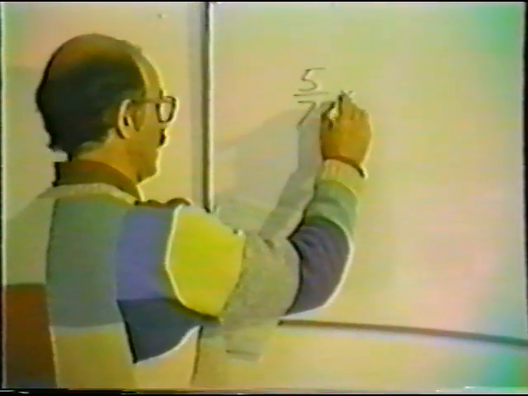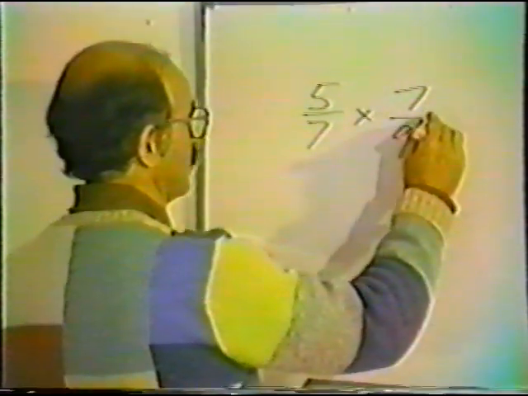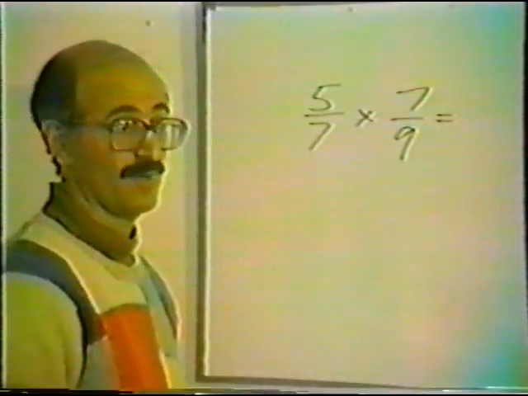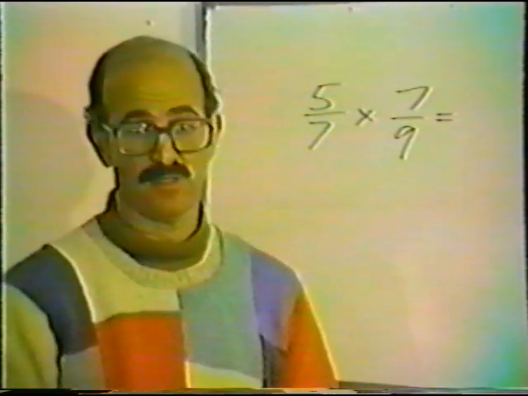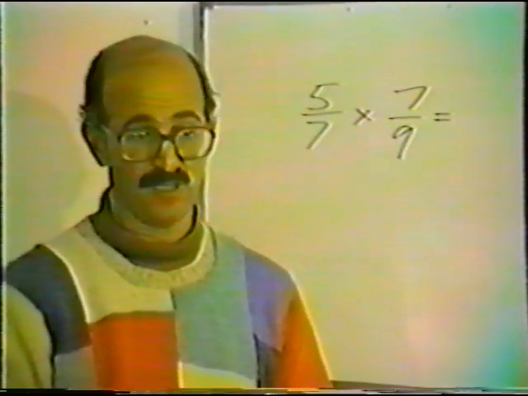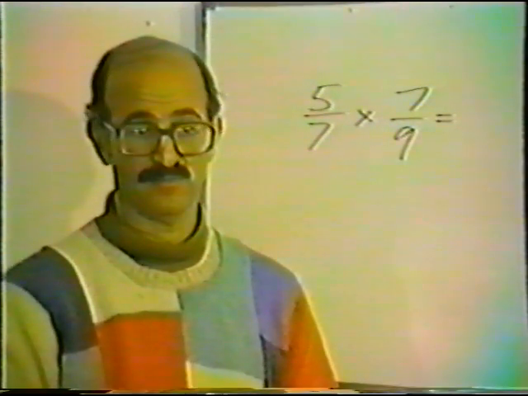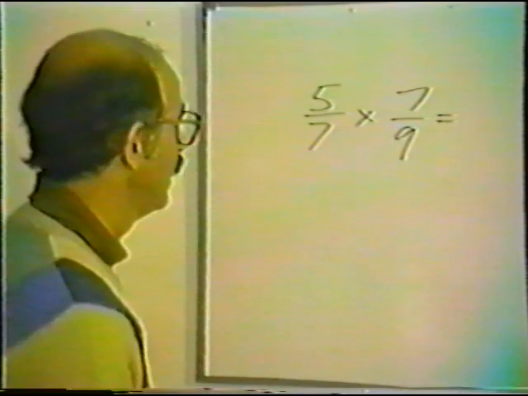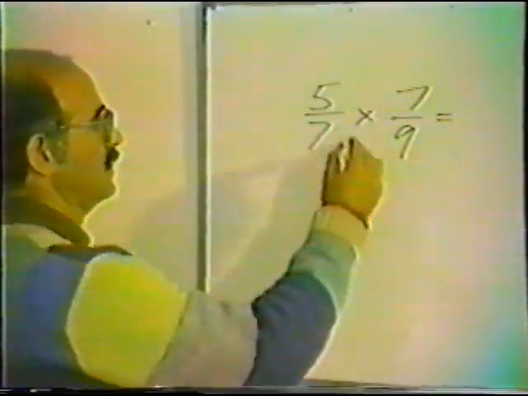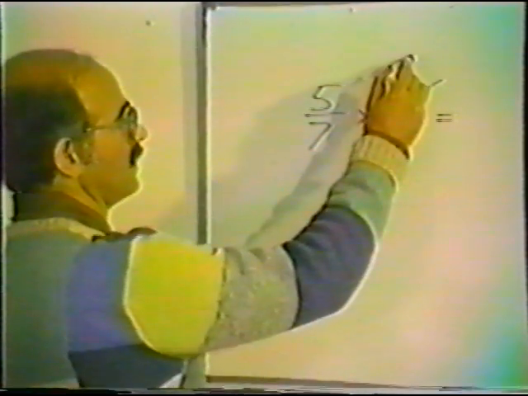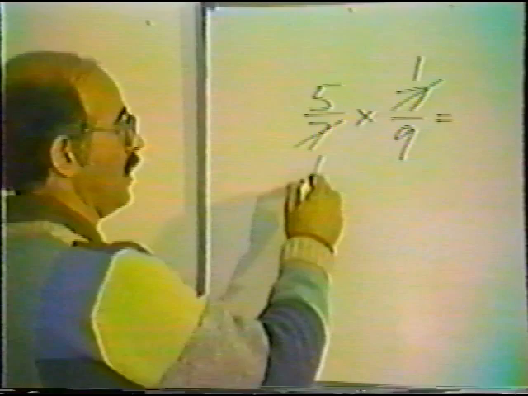5/7 times 7/9. Now, I'll ask the question this way. Can you tell me a pair of numbers that we can hit with something? Yes. What numbers? 7 and 7. And what can we hit them with? 7. 7 into 7 is 1. 7 into 7 is 1.